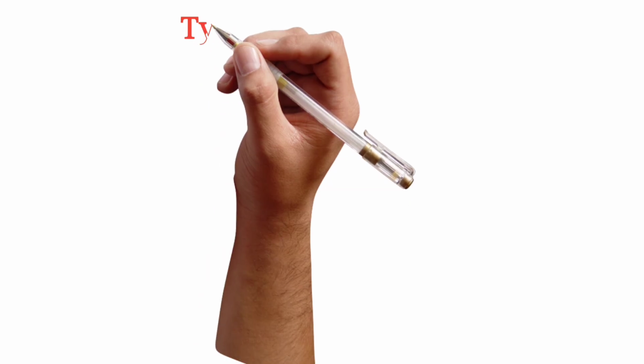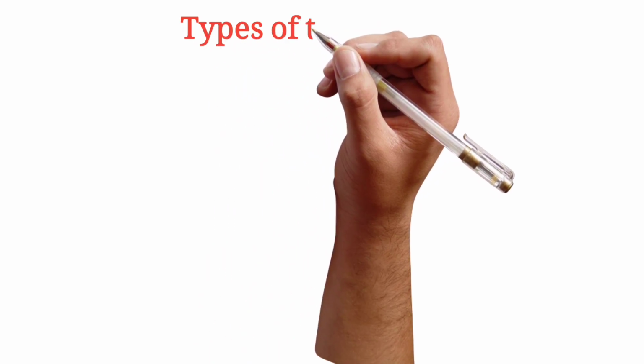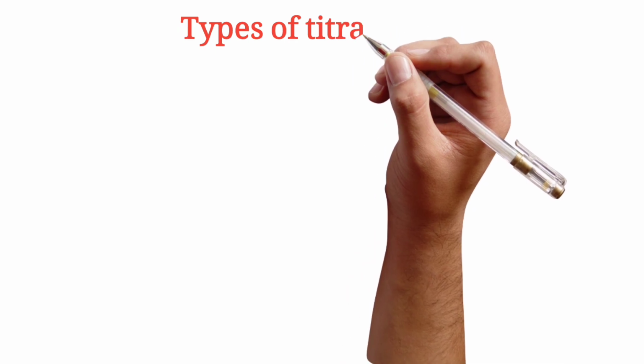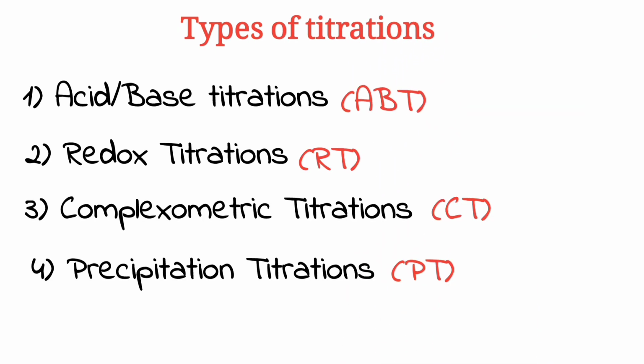We continue with the types of titrations. There are four main types of titration we'll be looking at today. The very first one is the acid-base titration, sometimes denoted as ABT. Acid-base titration is a neutralization reaction between an acid and a base, where an acid reacts with a base to give us salt and water.